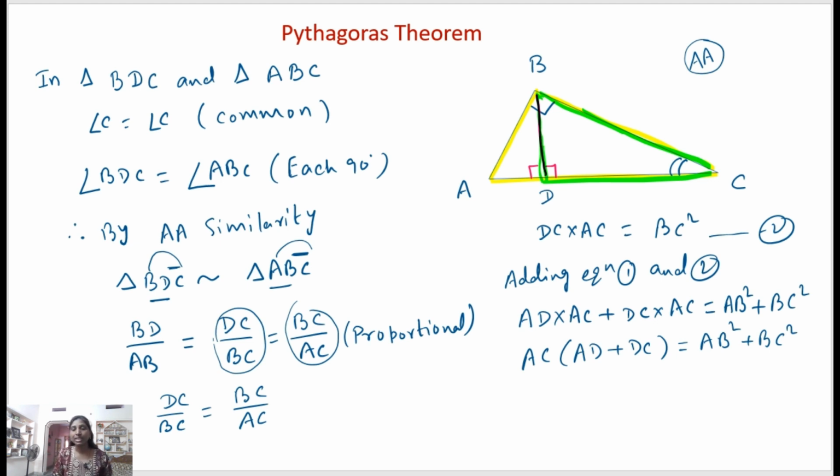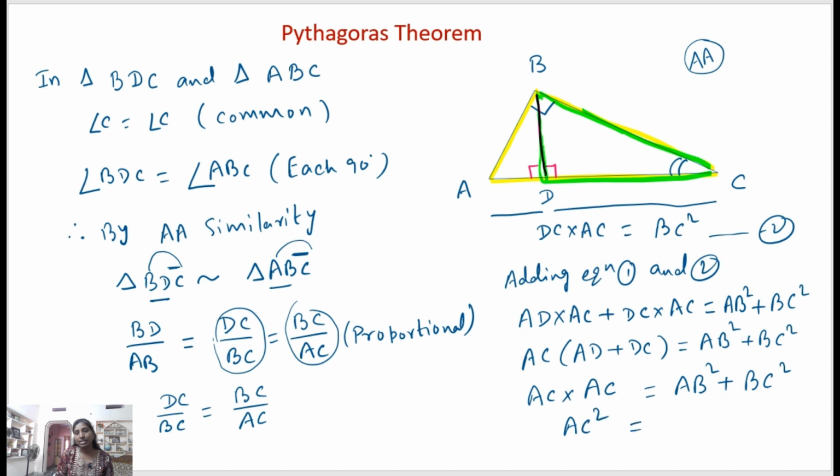So here you can see that AD plus DC is what? AC. So AC into what is AD plus DC? AC. It can be written as AC into AC is equal to AB square plus BC square. Now AC into AC is what? AC square is equal to AB square plus BC square. So we have proved. Okay, hypotenuse square is equal to side square plus side square, hence proved.